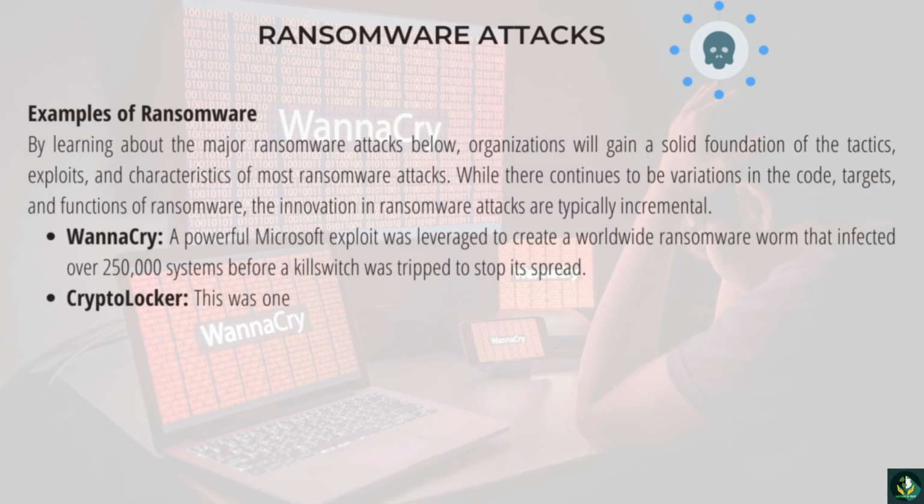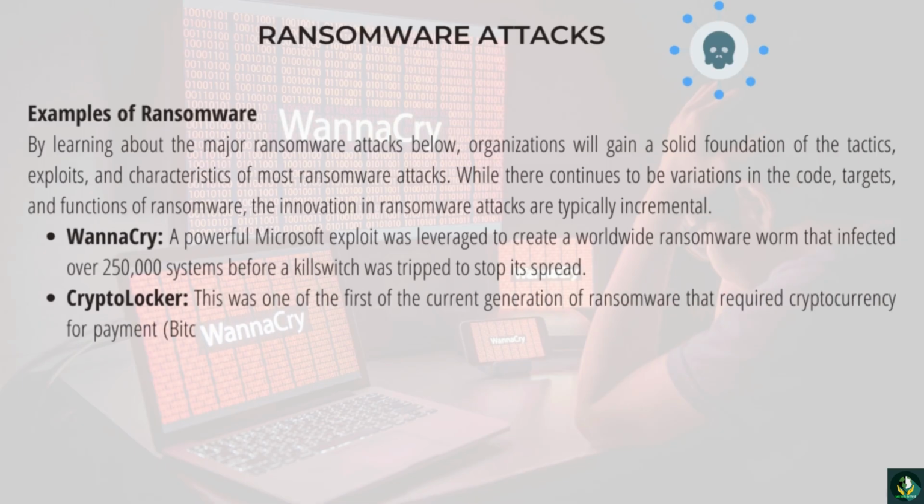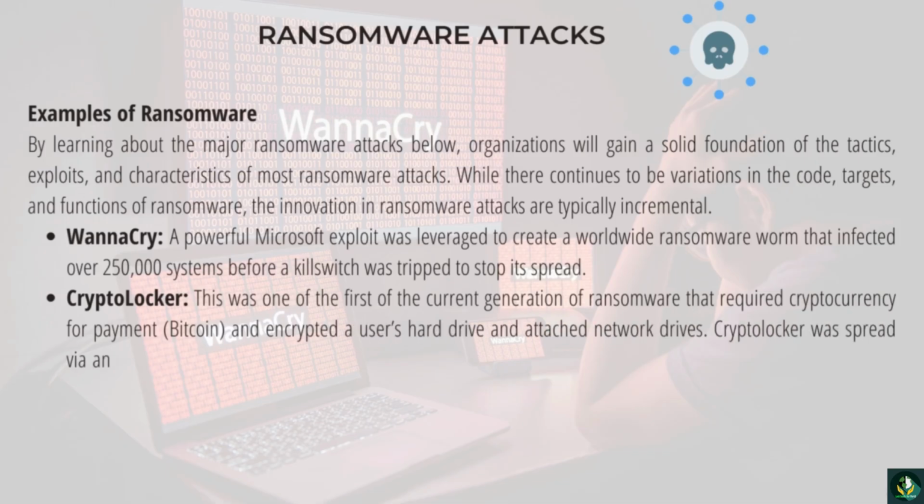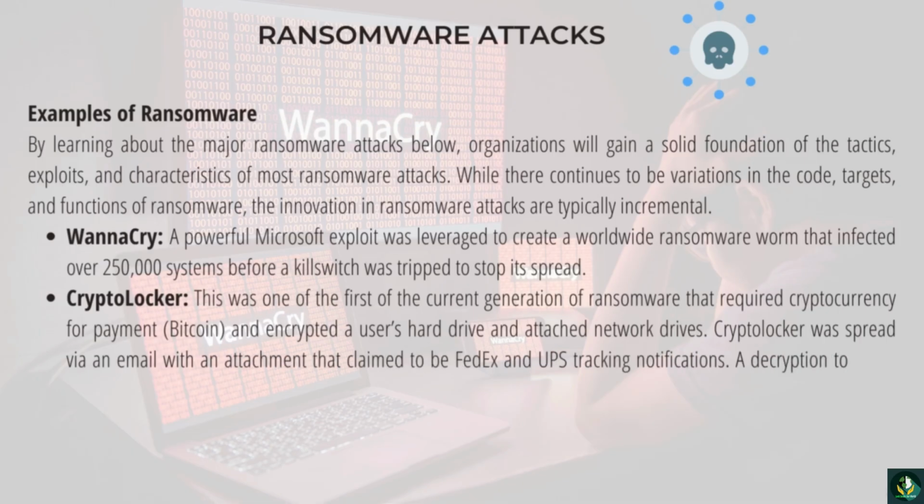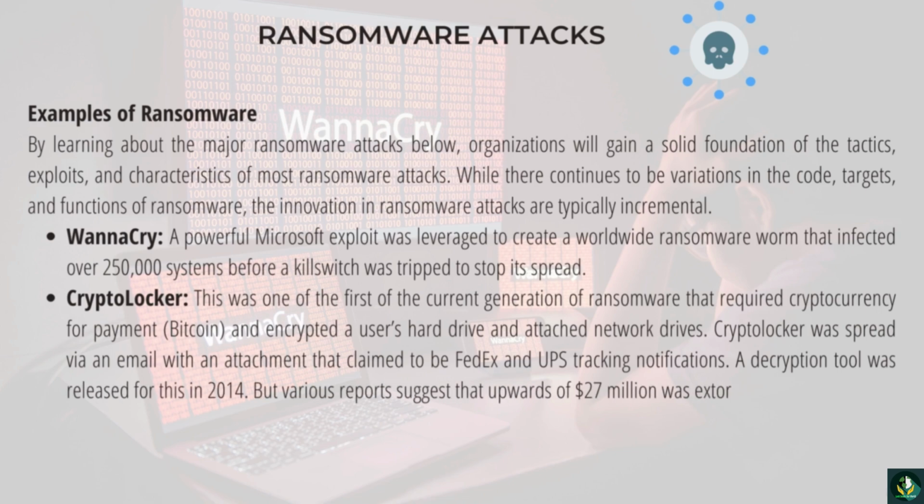CryptoLocker. This was one of the first of the current generations of ransomware that required cryptocurrency for payment, Bitcoin, and encrypted a user's hard drive and attached network drives. CryptoLocker was spread via an email with an attachment that claimed to be FedEx and UPS tracking notifications. A decryption tool was released for this in 2014, but various reports suggest that upwards of $27 million was extorted by CryptoLocker.